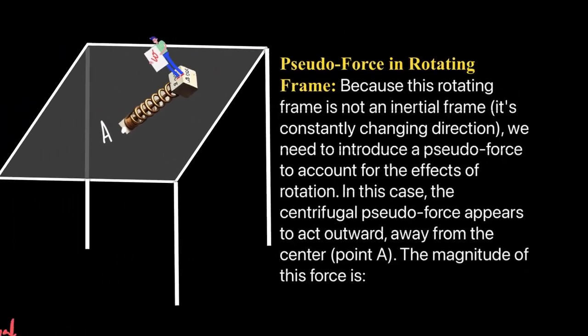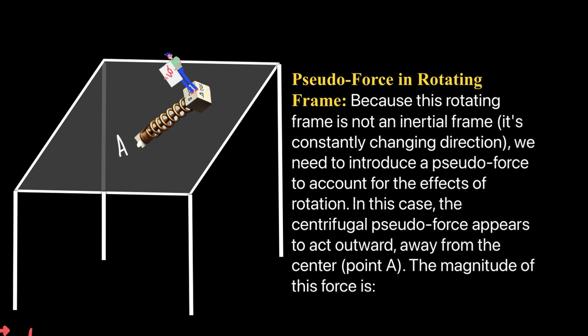Okay, now how do we consider the pseudo force in the rotating frame? Because this rotating frame is not an inertial frame. Why is it not an inertial frame? Because it is constantly changing direction. Why is it constantly changing direction? Because we know that in a circular motion, every velocity is tangential at every point. We need to introduce a pseudo force to account for this effect of rotation. In this case, the centrifugal pseudo force appears to act outward, away from the center point.